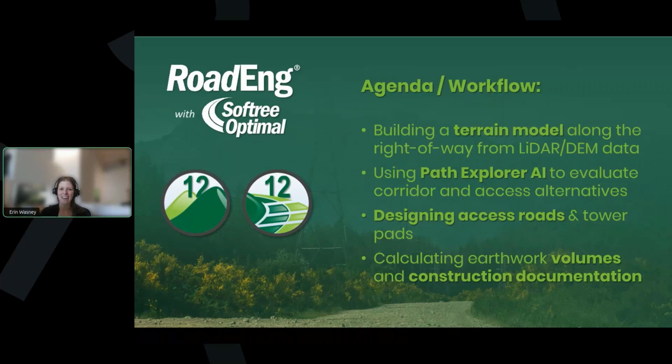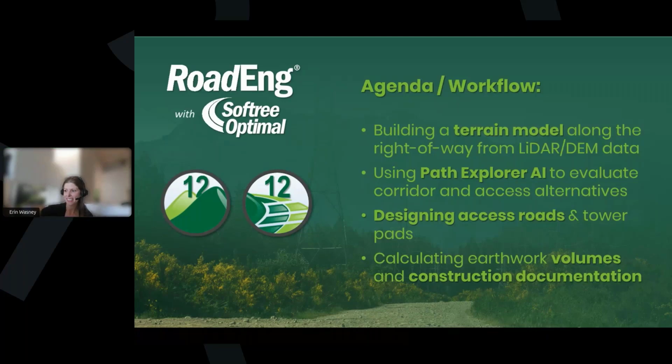So today, again, we're going to be playing in 12 new networks functionality in Path Explorer. It's a phenomenal way to evaluate not just a singular road, but an entire road network as it applies to those transmission towers and the access alternatives for getting to them. From there, we'll take it into our second module, because we are modular, and do the actual proper full road design, as well as get some earthwork volumes, construction documentation, etc.